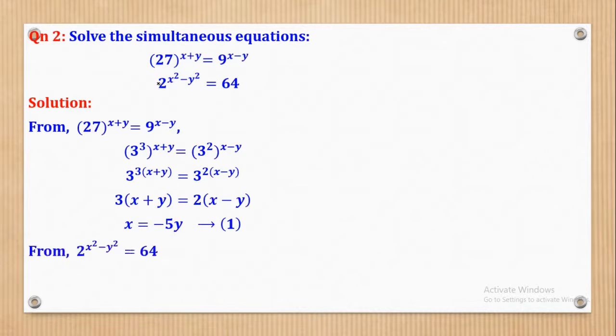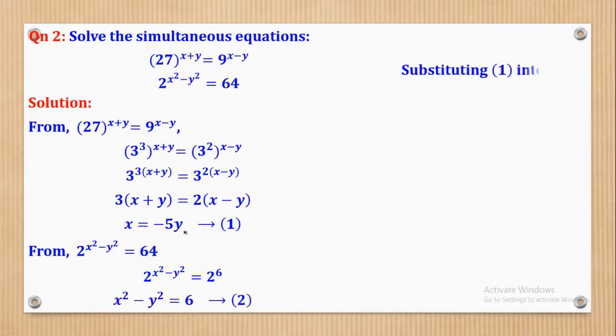What about from this equation? From this equation, this 64 is the same as 2 to the power 6. Therefore, same base, you equate the powers to come up with that. Now we have 2 equations and 2 unknowns, so we shall substitute equation 1 into equation 2. So where there is x, we shall put -5y to come up with this step.